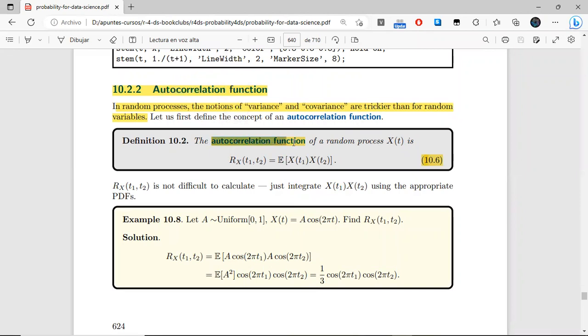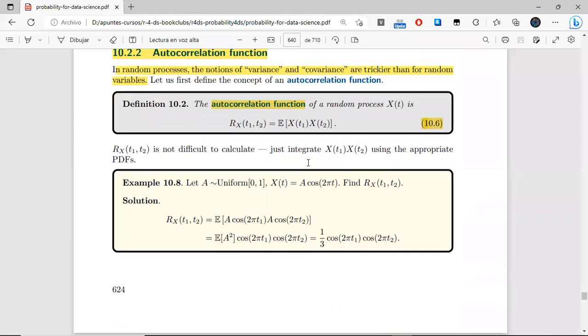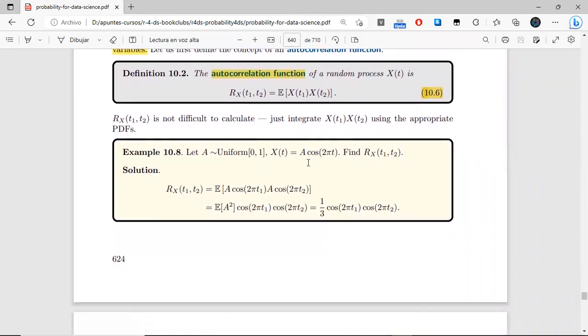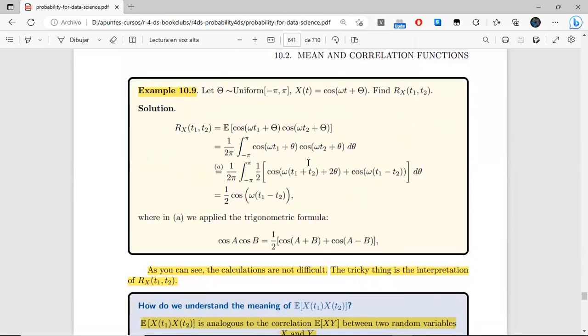And the definition of this autocorrelation function is this term, and that is simply the correlation of these specific random variables generated from the random process evaluated at some specific times, T1 and T2. So again, it's another type of slice. In this case, I guess it's a two-dimensional temporal slice or something. So here is a nice example about it.